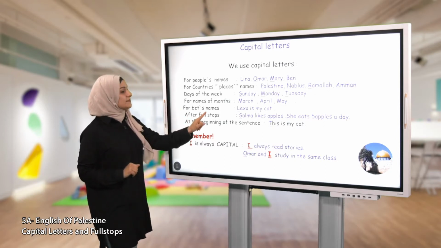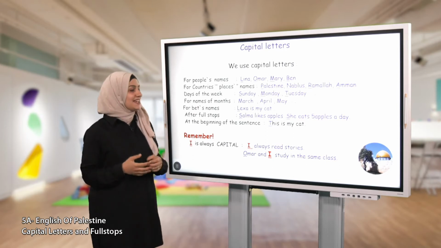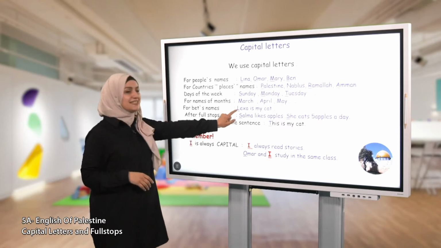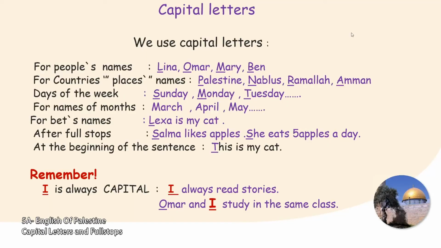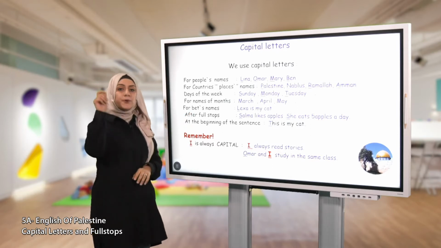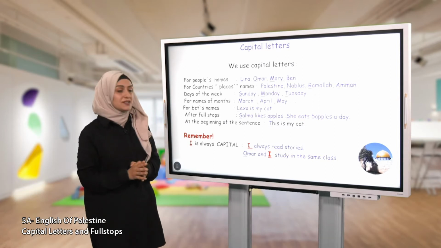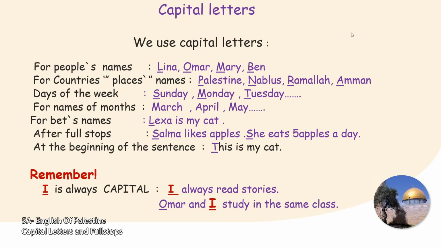Now for pet names, if you have a pet and you like it and you gave it a name, always remember when you want to write about it to capitalize its name. So we say, Lexa is my cat, because it has a name. After full stops, if you put a full stop, always remember to put a capital letter after the full stop. Salma likes apples. Notice we capitalize the S in Salma because it's a noun. She eats 5 apples a day. She, the S, should be capitalized because it is the first letter that comes after a full stop.